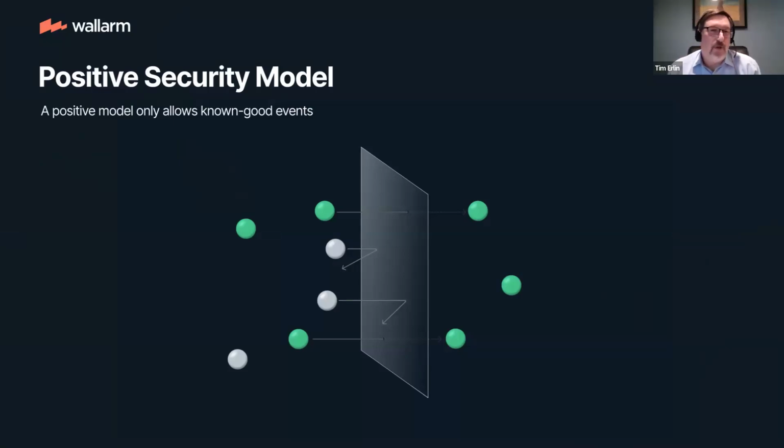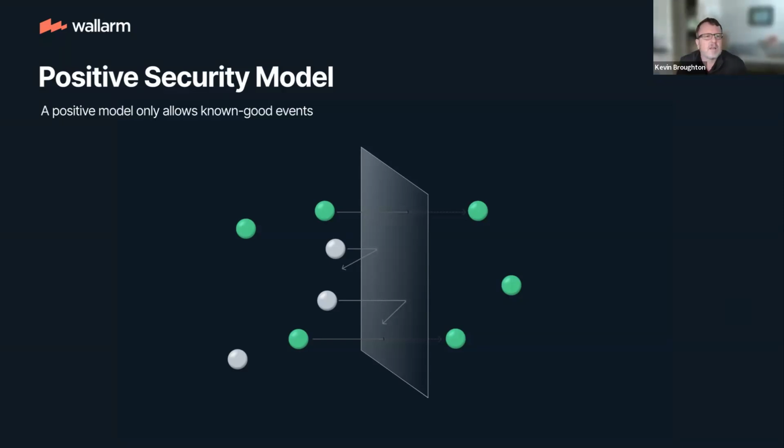Cool. So I guess let's get started with the positive security model. Yeah, sounds good. So this little illustration here is intended to show you how a positive security model works. The goal here is to allow only known good events. It's important to note that in the illustration, the known good events are colored green, and those are the ones that are being let through this barrier here. And the other ones are colored gray, not because they're bad, but because they're unknown. So the key with this positive security model is that it blocks anything that isn't a known good event. That's the way the positive security model works.